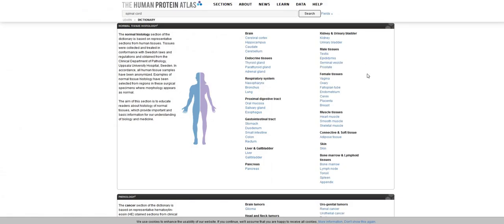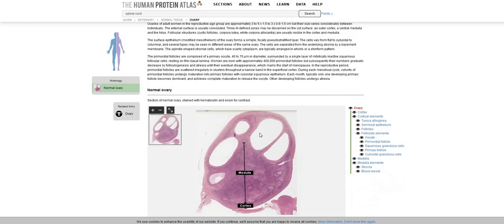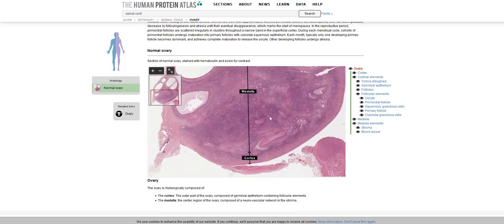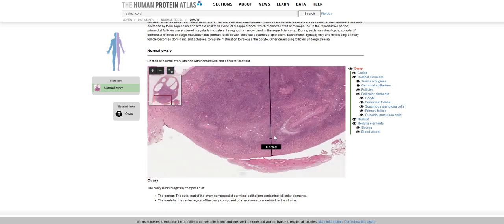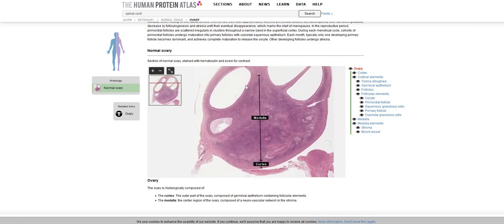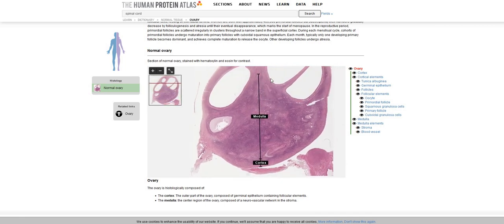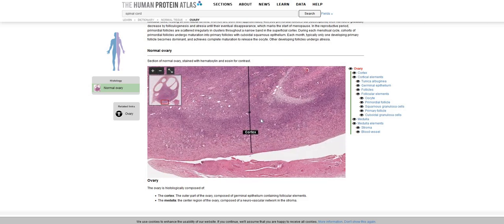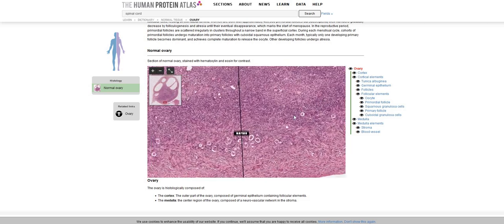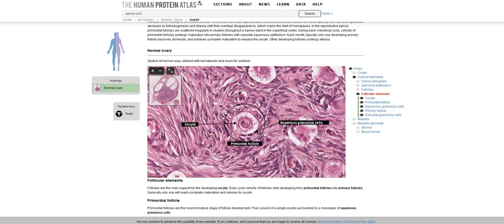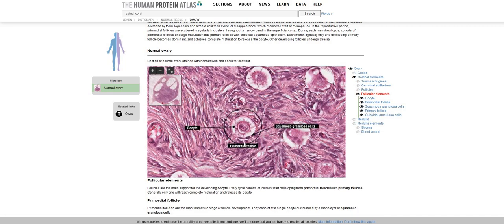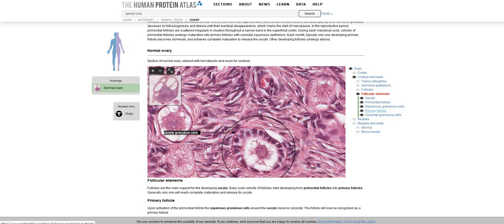Putting that all together, let's go to our human protein atlas. This is another great way to practice with the unlabeled slides. Once again, we have the entire ovary. We're going to have a really busy medulla full of vascular structures. Cortex is going to be where we have the most activity. So this slide will give you primordial follicles, that default state with just a simple squamous layer. It also has primary follicles.